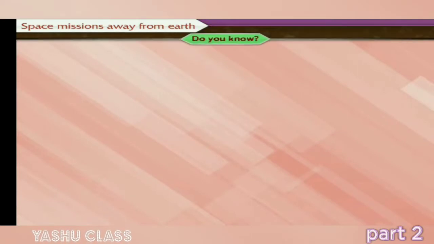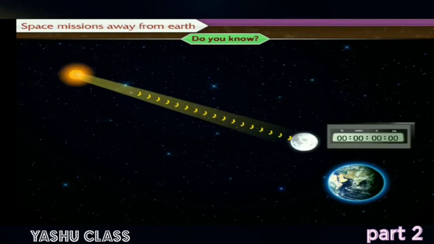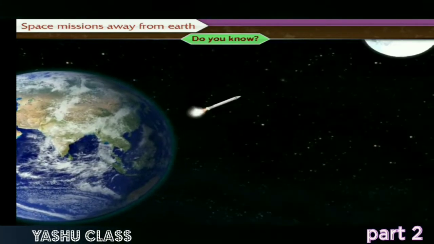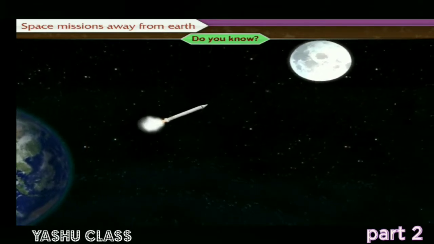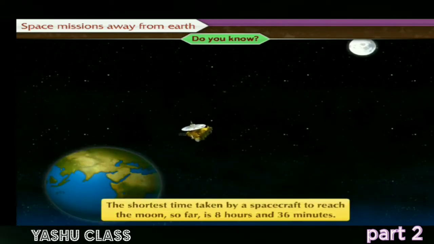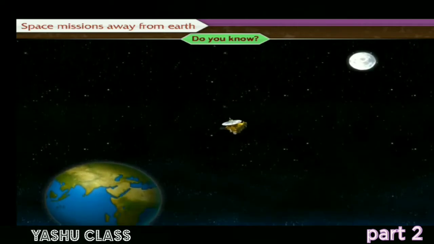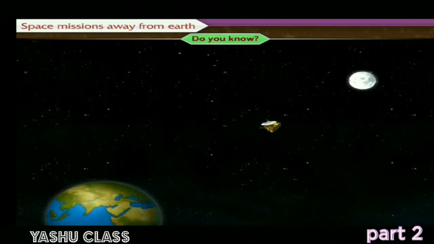Do you know? The astronomical object closest to us is the Moon. Light takes 1 second to reach from Moon to the Earth. It means that if we travel with the speed of light, it will take 1 second to reach the Moon. However, since a spacecraft travels at a much slower speed, it takes longer time to reach the Moon. The shortest time taken by a spacecraft to reach the Moon so far is 8 hours and 36 minutes. Come then, let us study about the space missions on the Moon in the next part of the chapter.